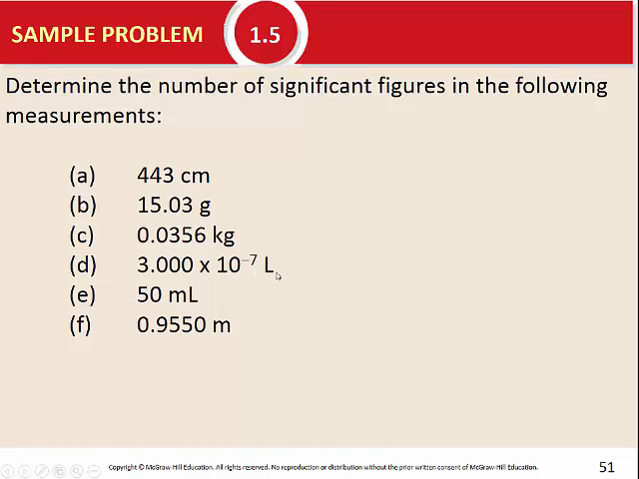3.000 times 10 to the negative 7 liters. There is a decimal. This one's written in scientific notation. There is a decimal, so these zeros on the end get to count. 1, 2, 3, 4. There are 4 significant figures in this number. 50 milliliters. Well, there's no decimal here, but there's a 0 on the end. We don't know. So I would say that E is ambiguous. It might have 1, it might have 2. We need more information to answer that question. For F, 0.9550 meters. The leading 0 doesn't count. Remember, leading zeros don't count. The 0 on the end, however, does get to count because there's a decimal. So I have 1, 2, 3, 4 significant figures in this measurement.